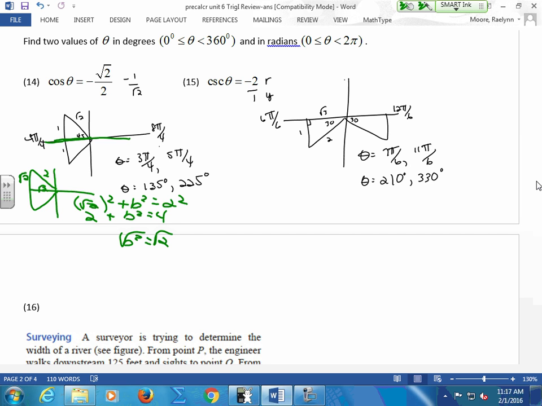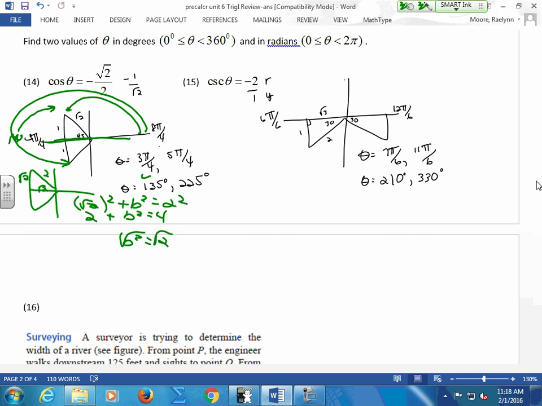So in degrees, if this is 180, you always go to the x-axis, never to the y. I'm 45 degrees short of 180. So I'm 180 minus 45. I'm 135. I'm 45 degrees past 180. I am 180 plus 45. I am 225.